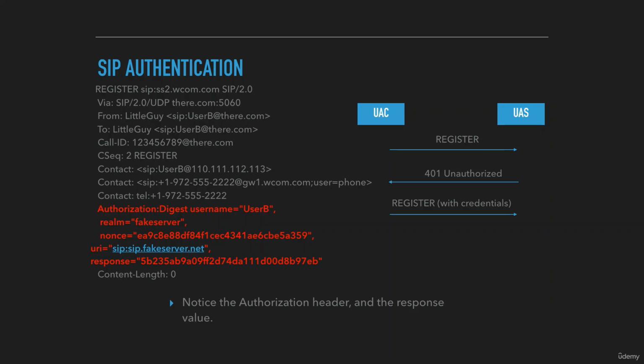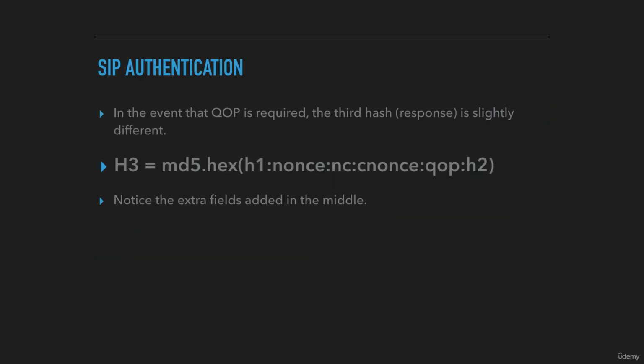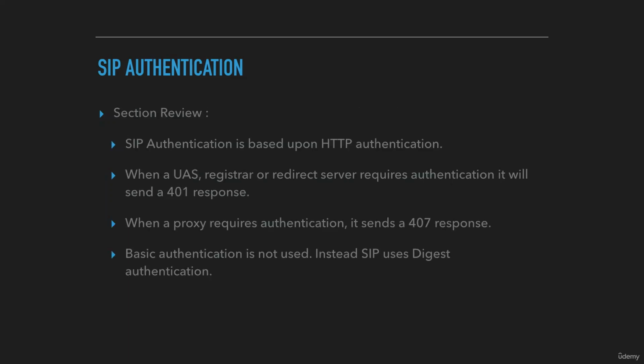We have the authorization header. We got user B, realm fake server, there's our nonce, there's our URI, and then we have the response, which is that hashed value that we created. In the event the quality of protection is required, the third hash is slightly different. It looks like this. We have hash 1, the nonce, the NC, the C nonce, the quality of protection value, and hash number 2. Notice the extra fields added into the middle.